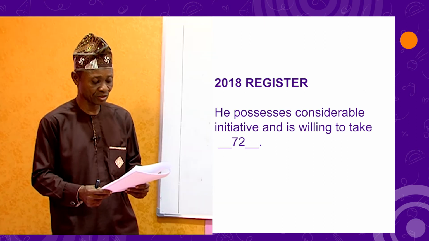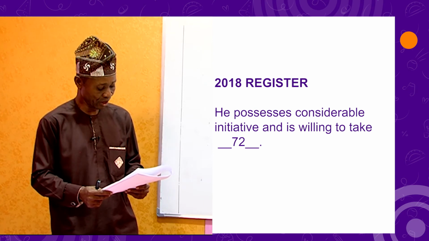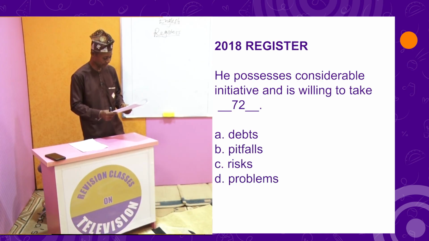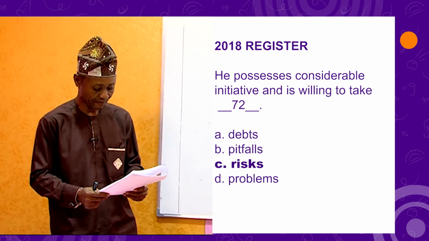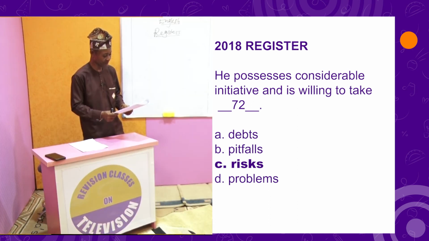He possesses considerable initiative and is willing to take dash. The options for that question 72 are A, debts. B, pitfalls. C, risks. D, problems. Option C, which is risks, is the answer to that question 72.